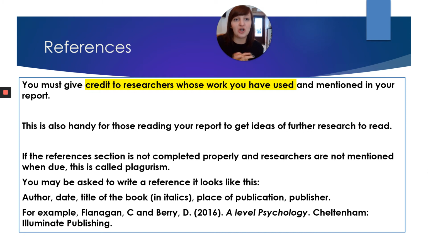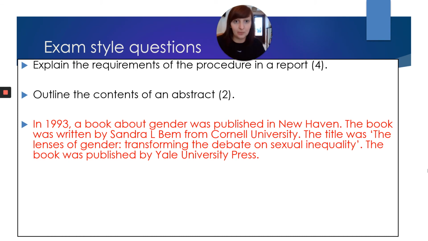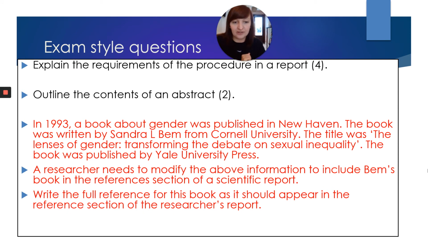That's for a book. For a journal, it's a lot more detailed, but the exam board just want you to know how to reference a book, because they could give you a question like the one in red here. This was the one that came up. So this was her book, and write the full reference as it should appear in the reference section. Now that's only 2 marks, but those 2 marks could be the difference between a C and a B, or a B and an A, or an A and an A star. So those smaller questions are really vital. So you can have a go at a couple of those questions there.